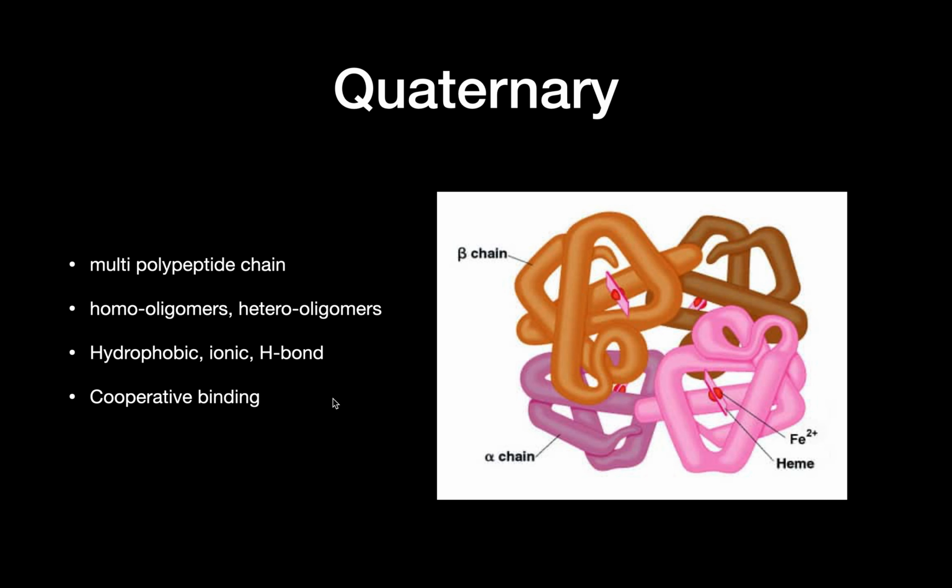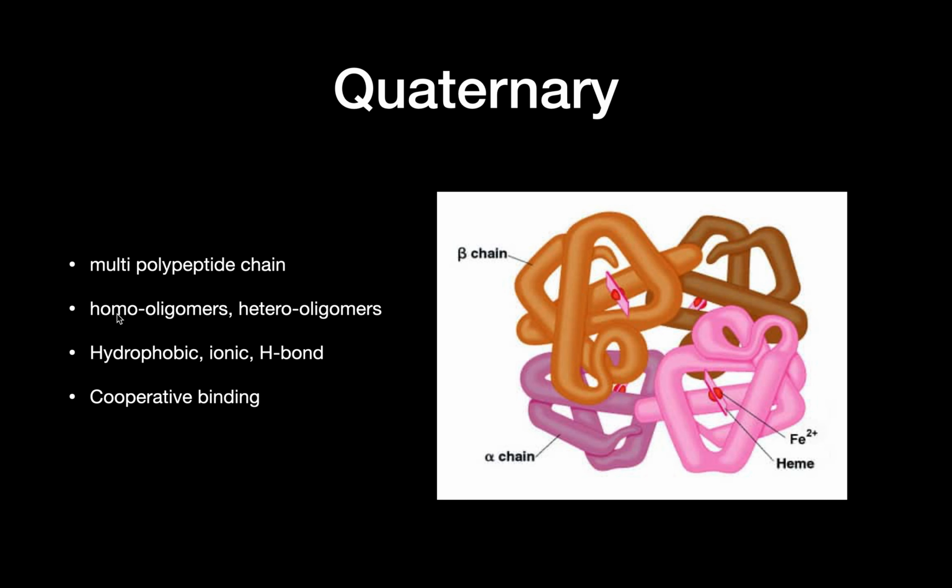Quaternary structure is not actually as common. It's rare that proteins form into the quaternary structure because they're very big and bulky, but the most commonly known one is hemoglobin. Hemoglobin has a property called cooperative binding, which means that when one oxygen comes in and attaches at a location, it makes it easier for more oxygens to come and bind.